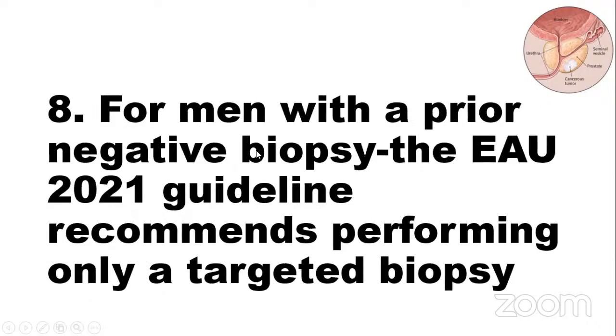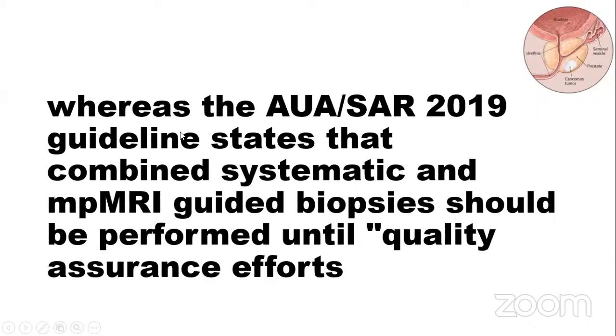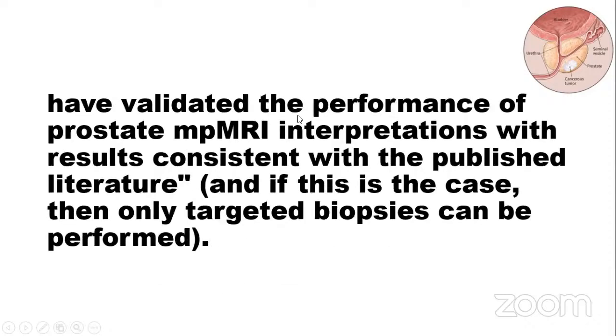For men with prior negative biopsy, the EAU 2021 guideline recommends performing only a targeted biopsy, whereas the AUA and SAR 2019 guidelines say that the combined systematic and multiparametric MRI guided biopsy should be performed until quality assurance efforts have validated the performance of prostate multiparametric MRI interpretations with results consistent with the published literature. And if this is the case, then only targeted biopsy can be performed.